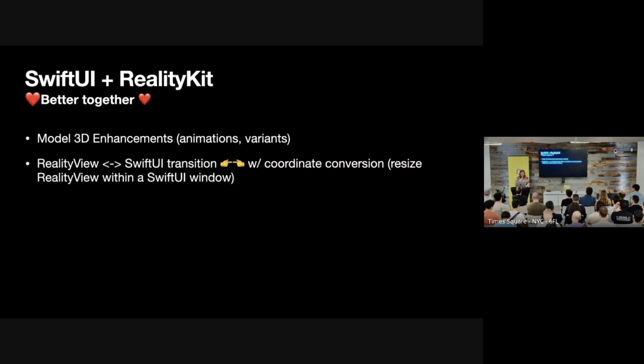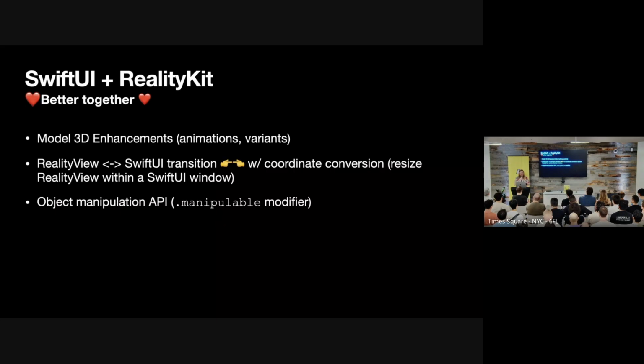And I'll show a little bit more of that. RealityKit, SwiftUI transition, you can more easily transition reality view. You can put reality views in a SwiftUI view, and the coordinate conversion is a lot easier. Yeah, going from the 2D space to 3D space, this was definitely painful before, so they're just making this a lot simpler.